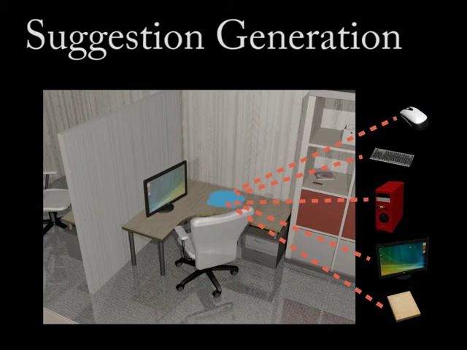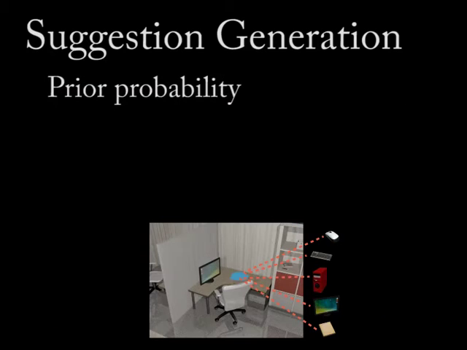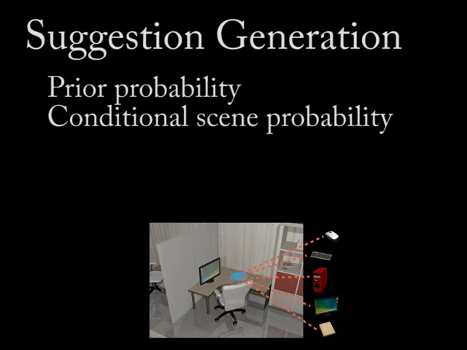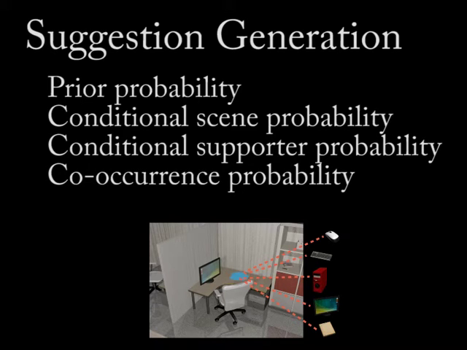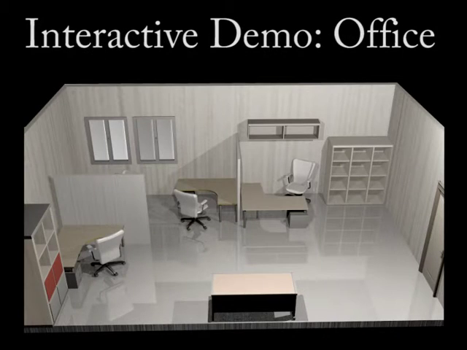When the user points to a location in the scene, the Clutterpalette suggests relevant detailed objects by evaluating the probability of each clutter object type, including a prior probability, a conditional scene probability, a conditional supporter probability, and a co-occurrence probability. Here we demonstrate the interactive modeling of an office.